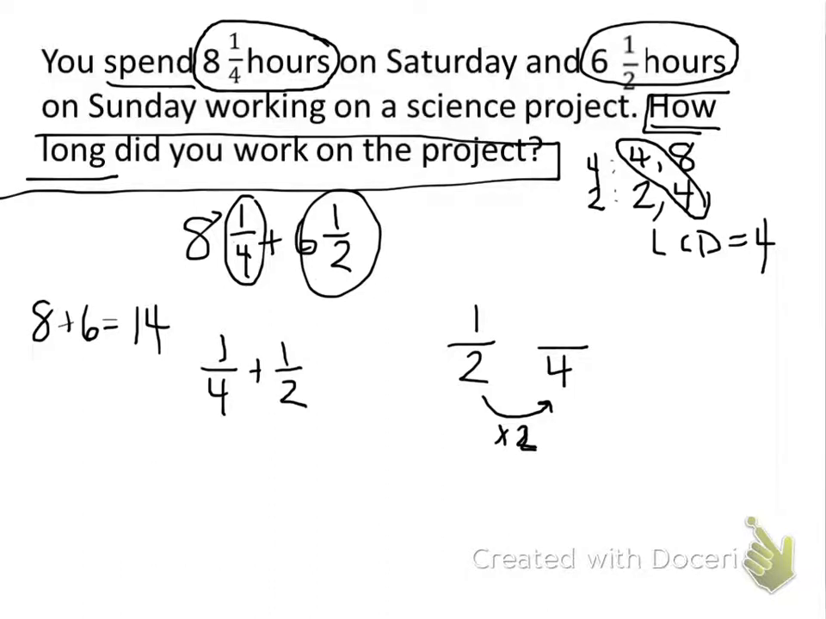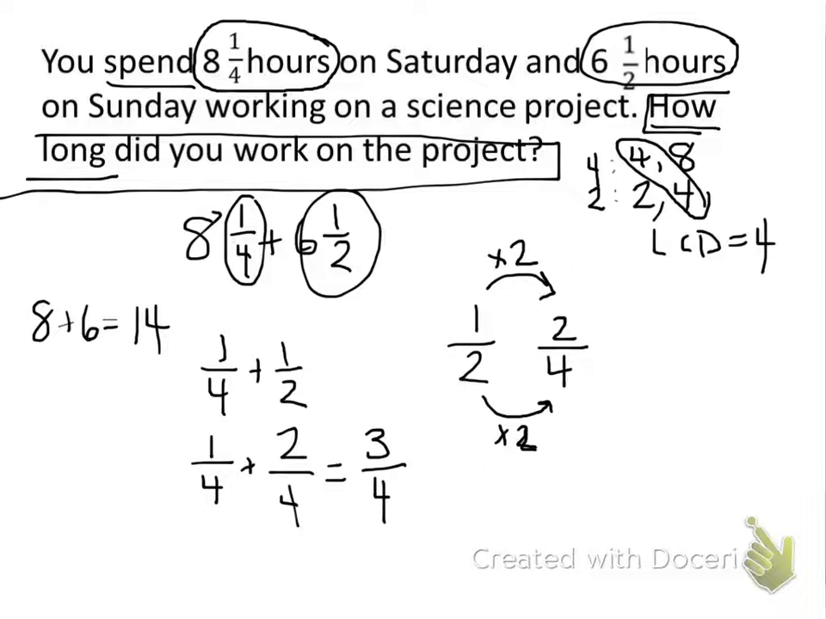Whatever we do to the denominator, we need to do the same thing to the numerator. So we take 1 and multiply it by 2. 1 times 2 is 2. Then we're going to rewrite our question. So we have 1/4 plus 2/4, and when we find the sum of those two numbers, we have 3/4.